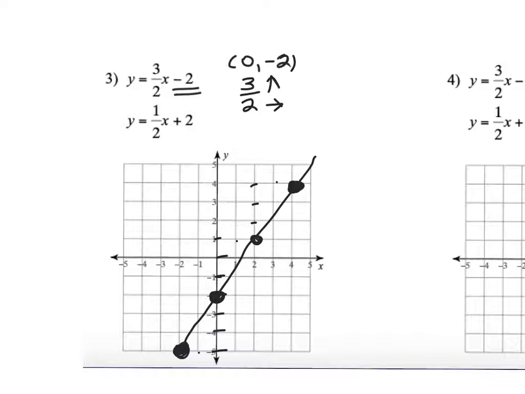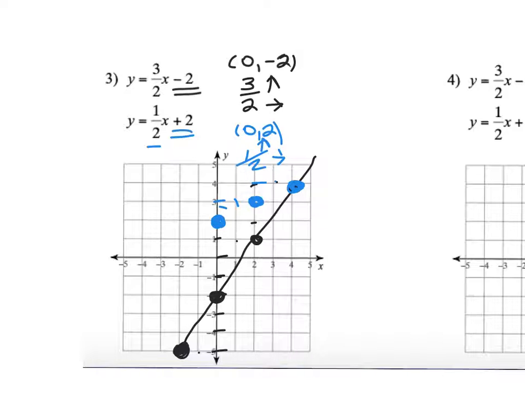Now for my final line I want to graph, my b is a plus 2 or positive 2. So I'm going to begin at 0, positive 2. My slope is 1 over 2. My number in front of x is my slope. That is a positive 1/2, so I'm going to go up 1, right 2. So let's do that. From where I began, I'm going to go up 1, right 2.